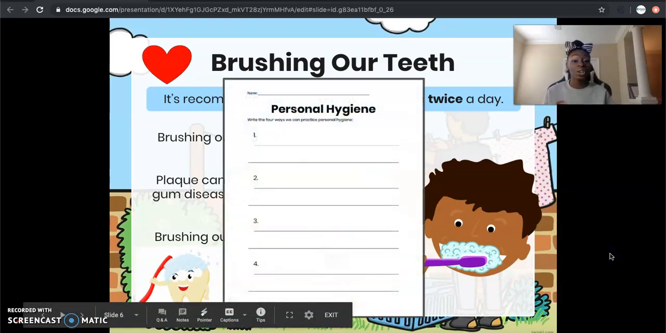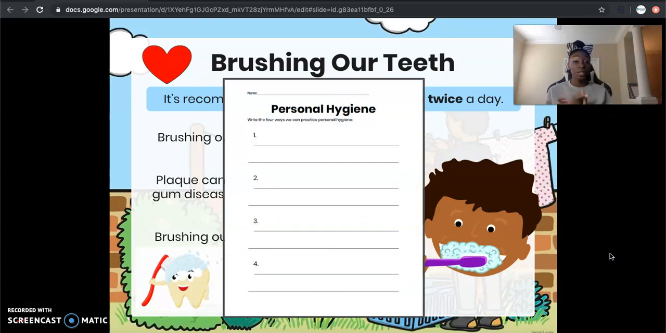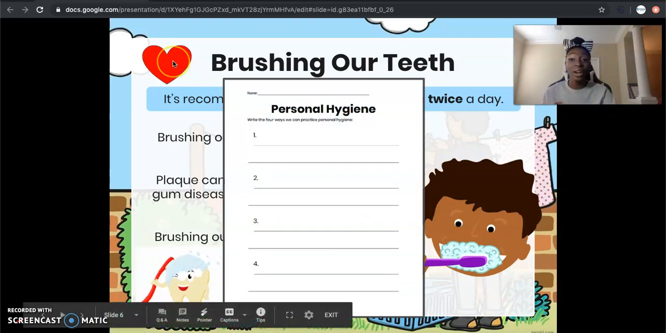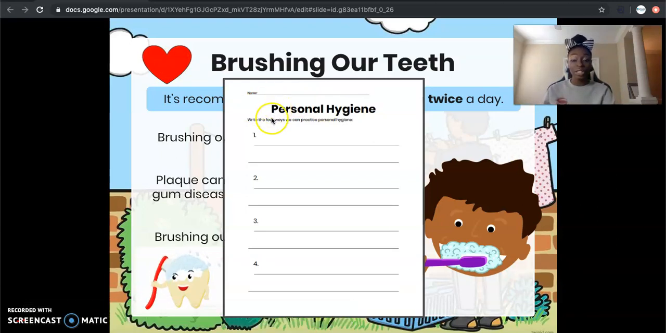So throughout our lesson, we're going to be writing things on our worksheet. So you're going to need your pencil and your paper. When you see a red heart in the corner, that means that's something super important and we're going to need to write that on our paper. So the directions say, write the 4 ways we practice personal hygiene. The first one we just discussed is brushing our teeth. So you're going to write that one in area for number 1, brushing our teeth. Go ahead and pause the video right here so you can write brushing our teeth in spot number 1. Okay, we're bringing it back in 5, 4, 3, 2, and 1.